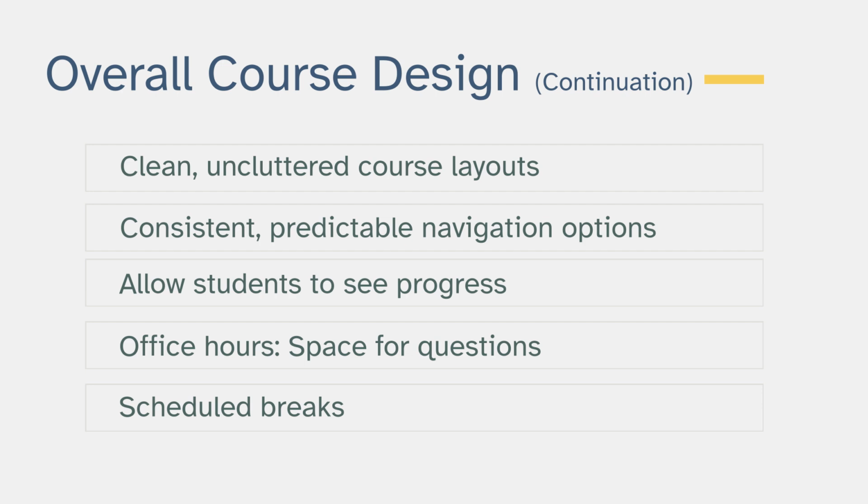Offer scheduled, planned, and predictable office hours for students to drop in without the need to make an appointment. Keep office hours consistent throughout the semester. For example, every Wednesday at 6 p.m. Central Time. Finally, for courses with synchronous components, schedule consistent breaks. Let students know when breaks will occur and how long they will last, and keep the pattern the same from week to week. This allows students who take medication, for example, to plan around it.